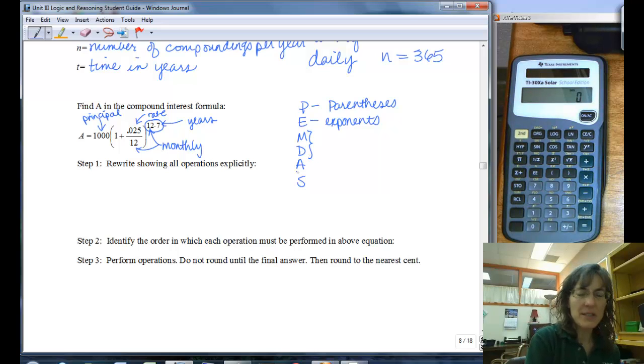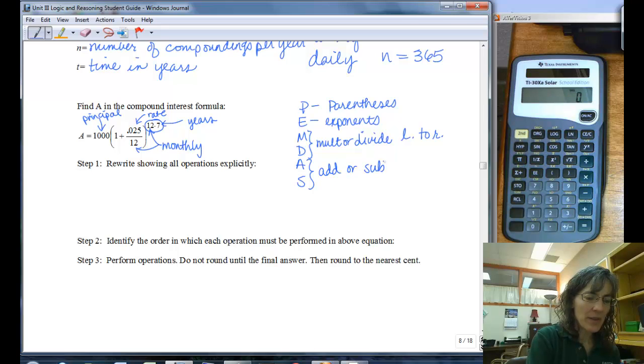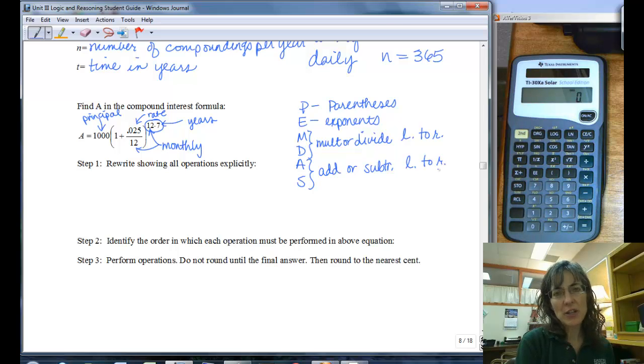The M and the D we handle together, so we do multiply or divide, whichever comes first as you go left to right. Remember that? We did this before. And then the add and subtract. And that's the same thing. You go left to right. If you see subtraction as you go left to right before you see addition, you have to do it first before you do the addition.